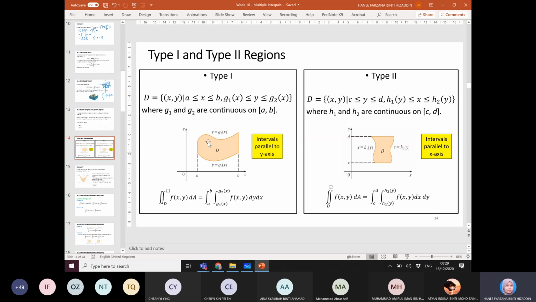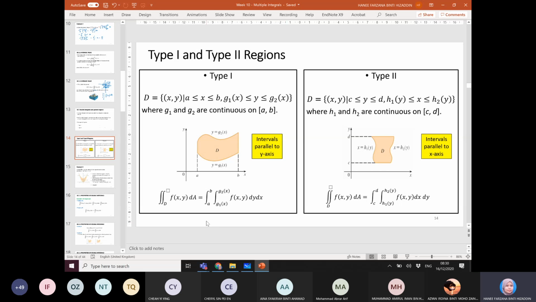So in a type 1 region, x is fixed from a to b, but the interval on the y-axis is a function of x. We say it's type 1 because the intervals are parallel to the y-axis. Whereas for type 2, the intervals are parallel to the x-axis. In this case, y is fixed from c to d, but the interval on the x-axis is a function of y, from one curve to the other curve.